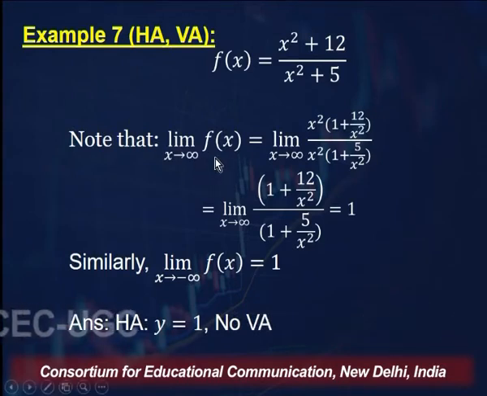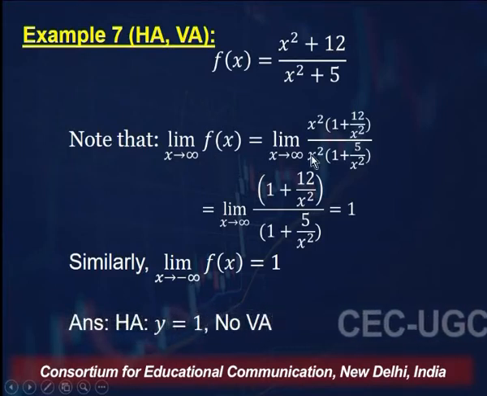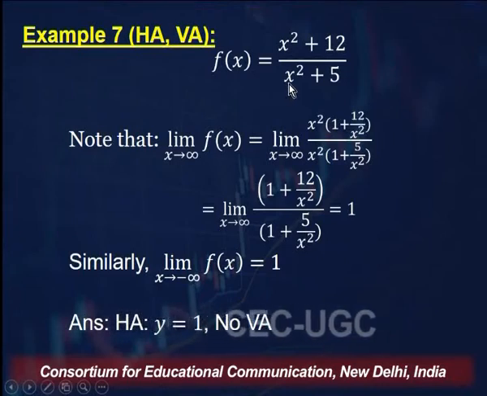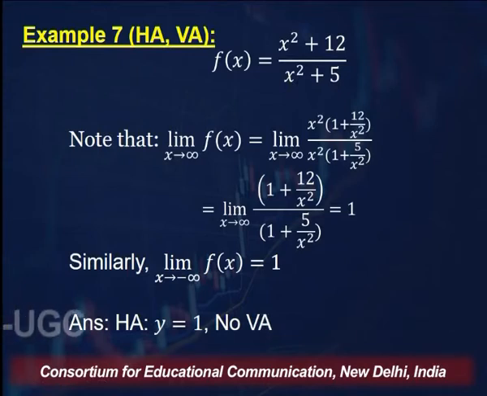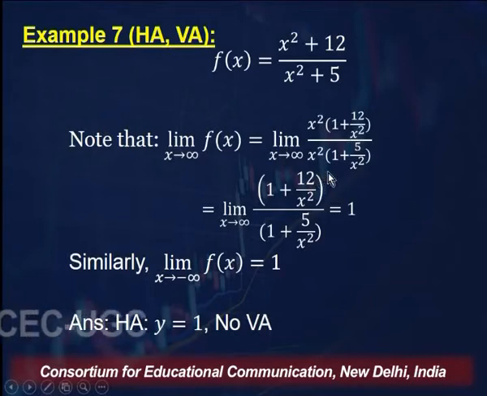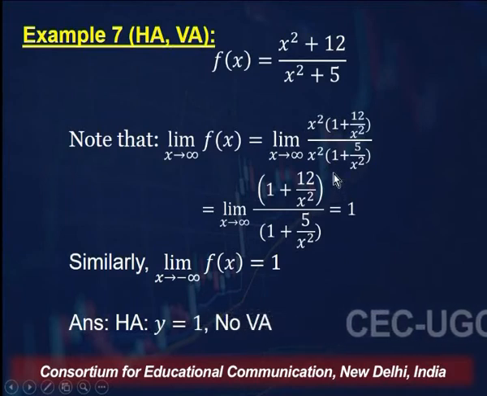The limit of the function f of x as x tends to infinity is what? Now, all of you are familiar with calculating limits at infinity, right? How do you do that? You take the highest power of the term in the denominator. So, you take x squared common, in both the numerator and the denominator, which will then give you x squared times 1 plus 12 by x squared in the numerator. And in the denominator, I take the highest power of x common, so x squared times 1 plus 5 by x squared.